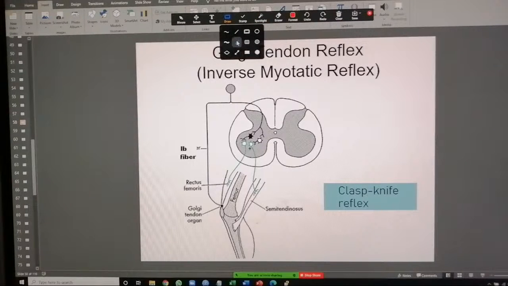No, we need an arrow. What is happening right here? So this is where the afferent is coming in, and it is synapsing with an interneuron which is inhibitory to the efferent fiber going back into the muscle. Okay, so this is not a monosynaptic reflex, it's a disynaptic reflex. There are two synapses.